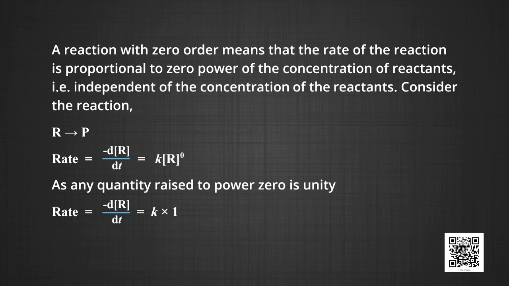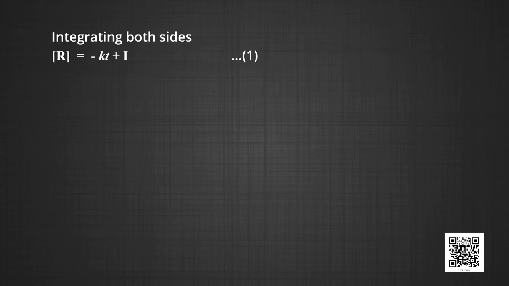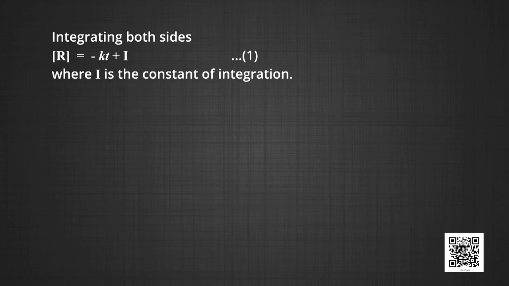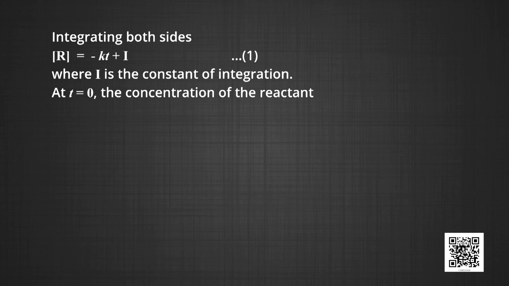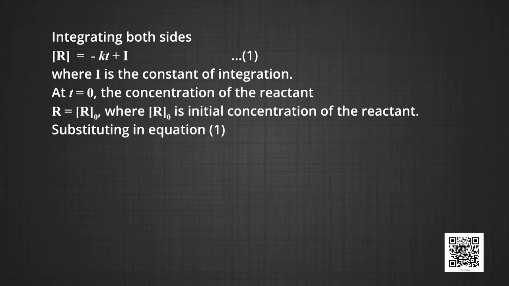Therefore, rate is equal to minus d[R]/dt equals k into 1, and hence d[R] equals minus k dt. Now, integrating both the sides, [R] equals minus kt plus I. This is equation number 1, where I is the constant of integration. At t equals 0, the concentration of the reactant R is equal to [R]0, where [R]0 is the initial concentration of the reactant.